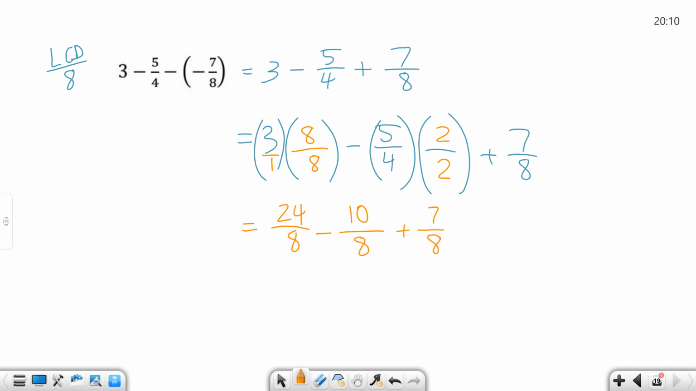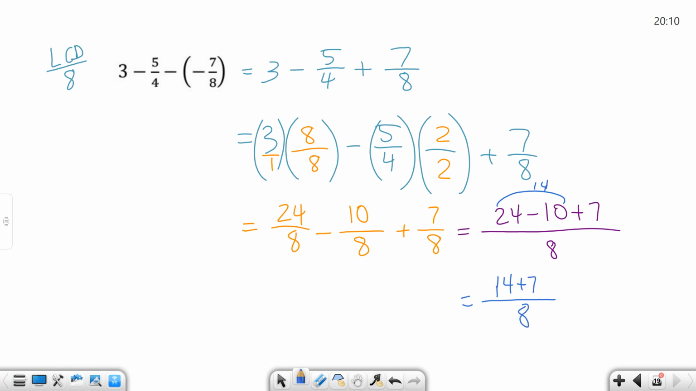Plus 7 over 8. Now we're ready to put this together. It's all going to be over 8. I'm going to come over here, 8, and it's going to be 24 minus 10 plus 7. So what I'm going to do is put this together here and get 24 minus 10 is 14. Is that right? So that's going to be 14 plus 7 over 8. And then finally I'm going to take the 14 plus the 7 and get what? 21. So it's going to be 21 over 8.